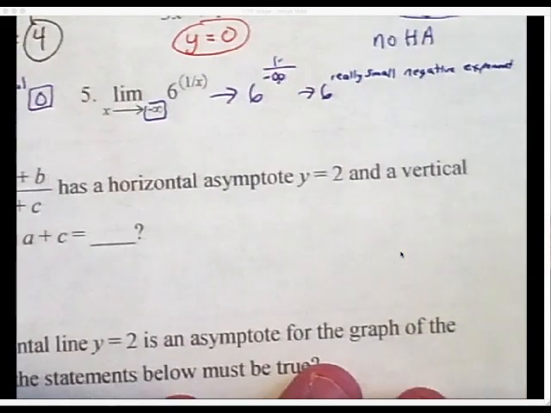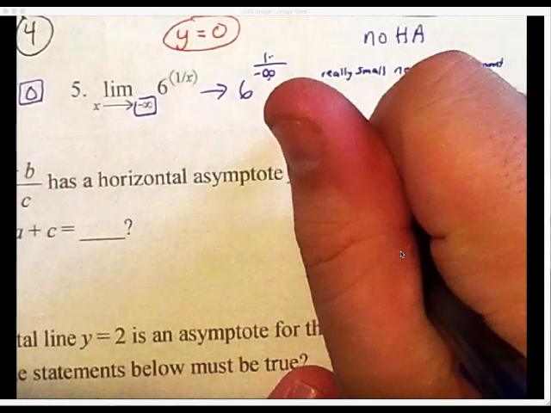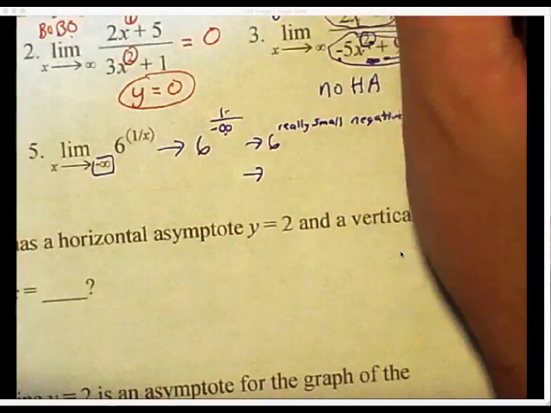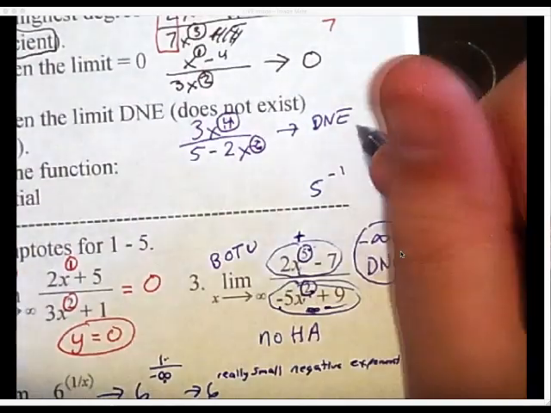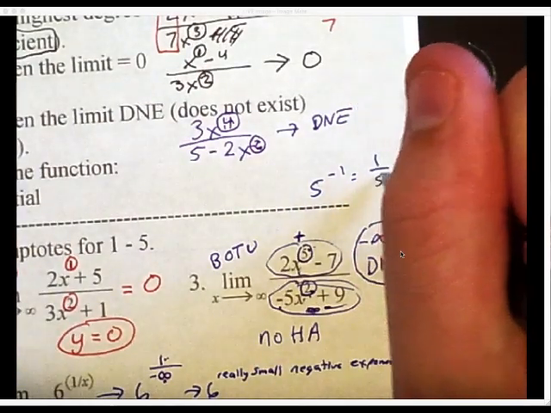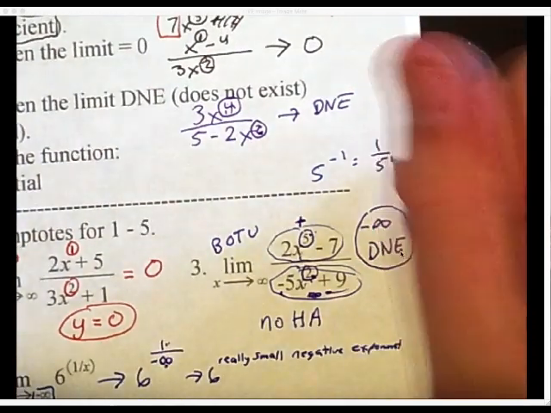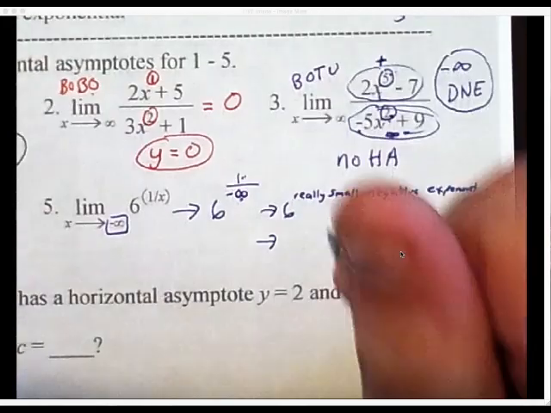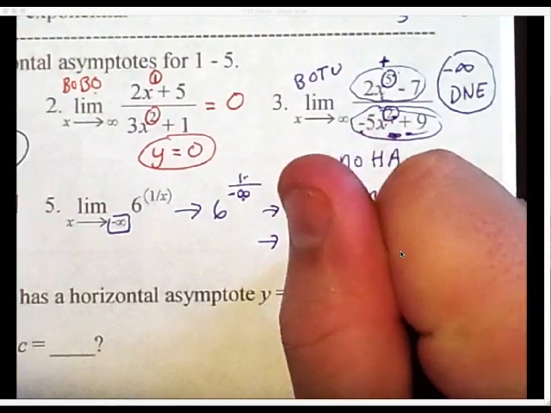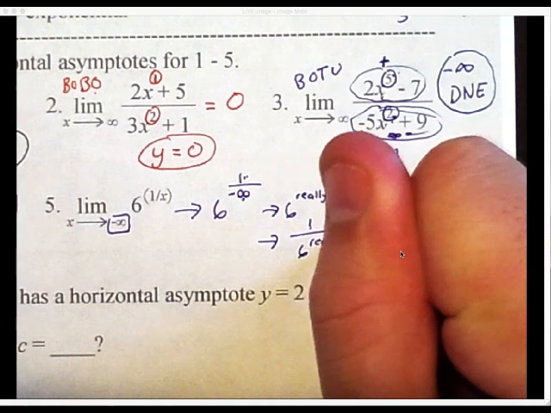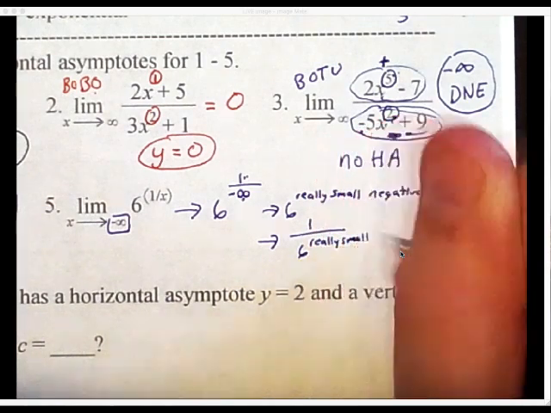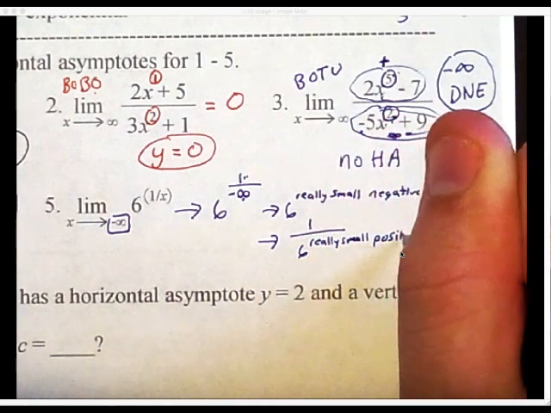Okay. Now if I want to rethink about that, if you have a negative exponent, like 5 to the negative first power, let me just write it up here, that's like 1 over 5 to the positive first power. So you can rewrite it. So that's like 1 over 6 to a really small positive exponent.